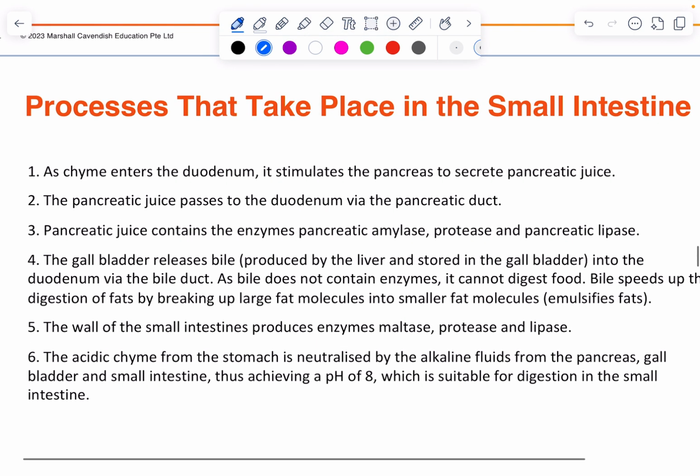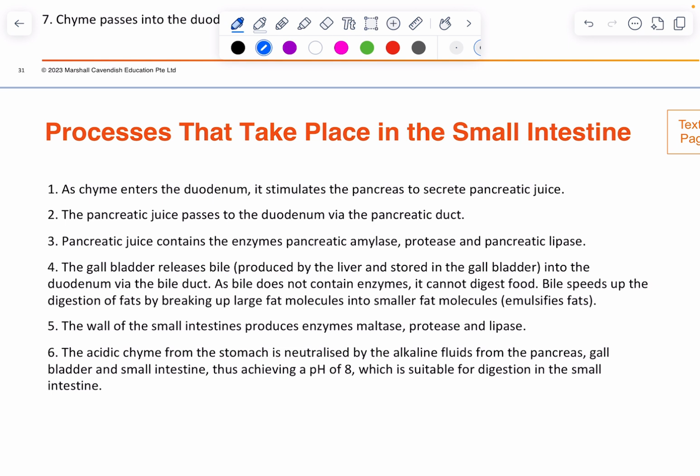The gallbladder also releases your bile, which helps to emulsify the fats into smaller fat globules such that you can have digestion of fats. The walls of the small intestine will produce the enzymes maltase, protease, and lipase to further digest the nutrients. In the small intestine, the pH value will also change. It will move towards pH 8, such that you will actually start digestion.